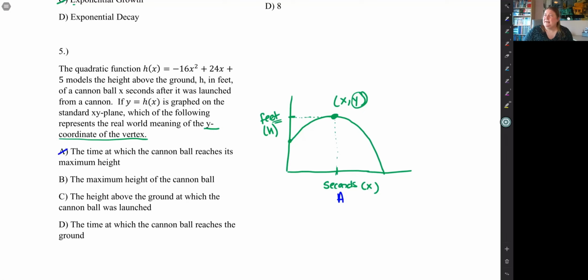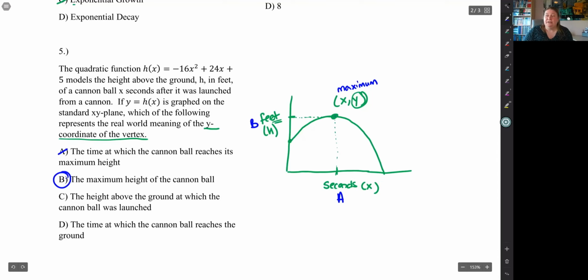The maximum height of the cannonball, this is it. The maximum height is the vertex. If I wanted the time, I would have said seconds, or I would have used the x coordinate. But since I want the height, the y coordinate is going to be correct. I'm going with B. Oh, I crossed it off. I should have circled it. B is my correct answer.